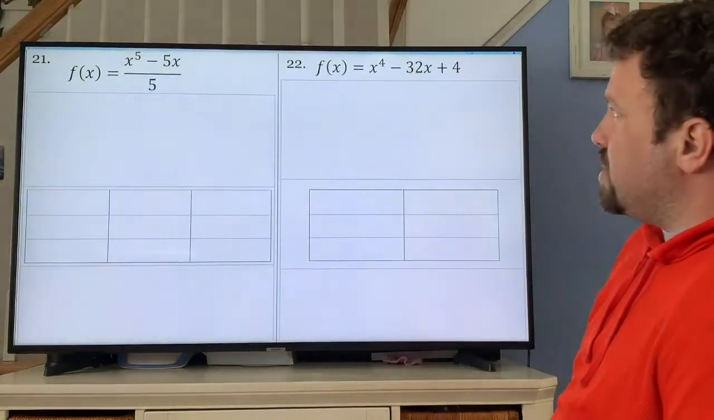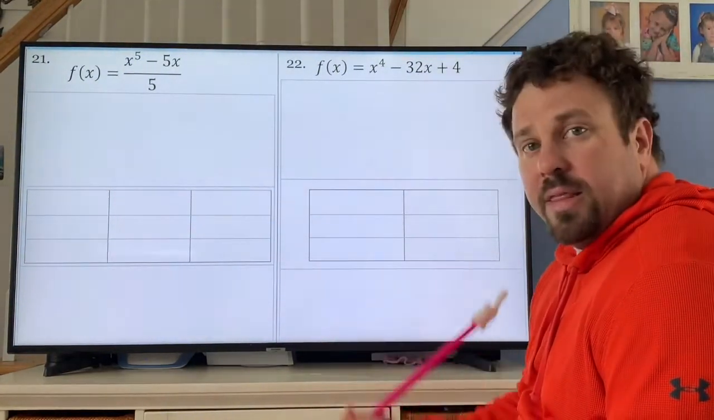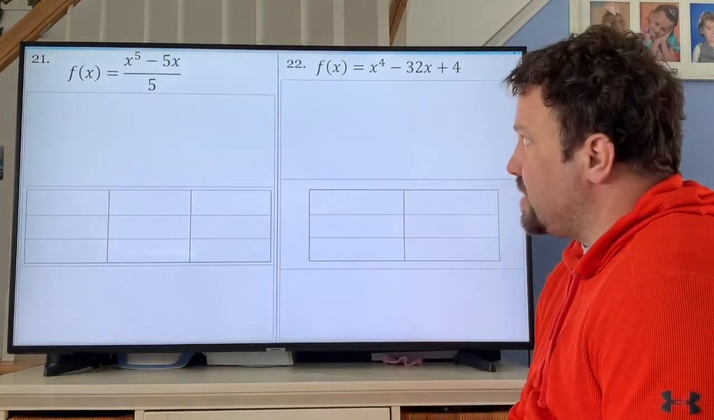All right, let's start with this one. Problems 21 and 22. Why don't you guys attempt to find the answers? We're doing the same thing we did on the last lesson.